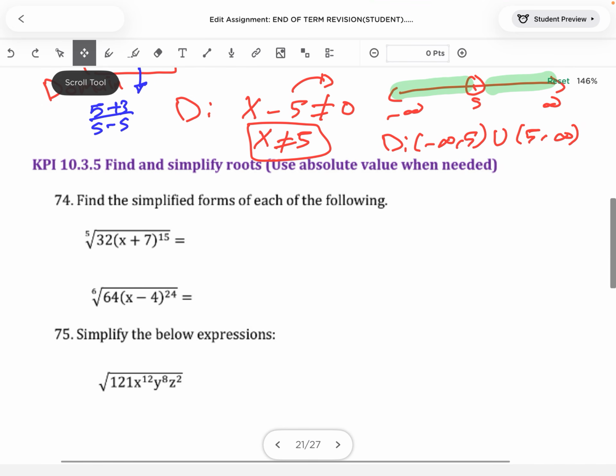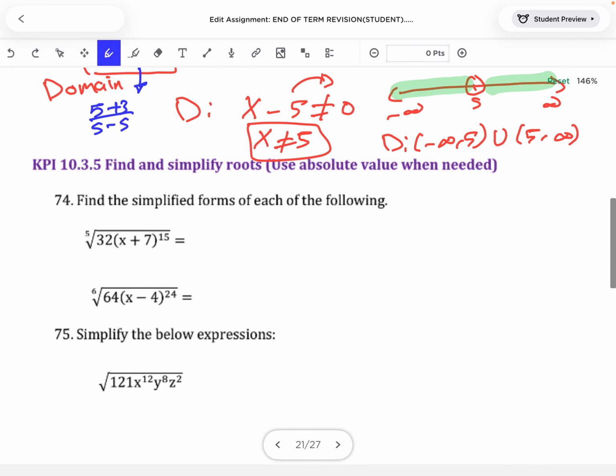Next, find the simplified form of each. This one means 32 to the power 1 over 5, times x plus 7 to the power 15 over 5. 32 to the power 1 over 5 is 2. 15 over 5 is 3. Since the power is odd, I have to put the absolute value.